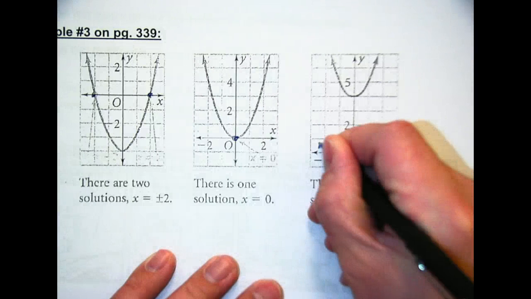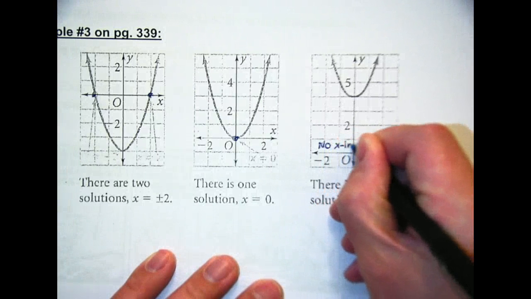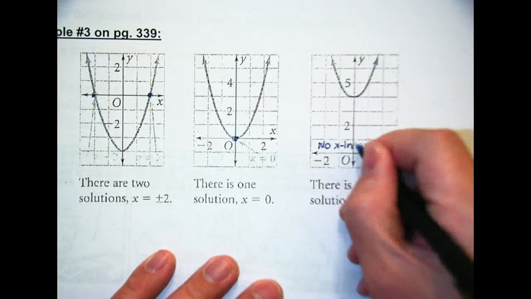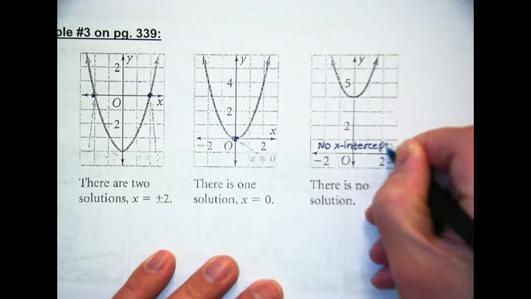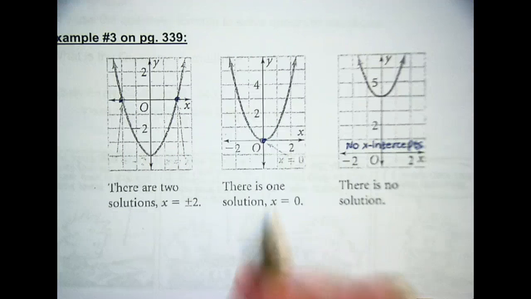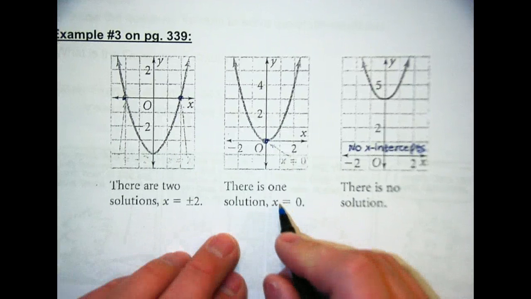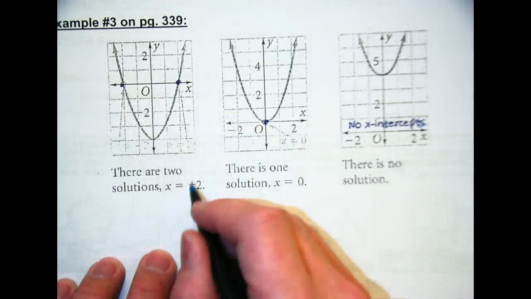If there's no x-intercept, what do we call that? Someone said it. Who said that? Yeah, Cole. No solution. Okay? This is a good thing to put into your notes here. If you have no x-intercepts, we call it a no solution. If we have one x-intercept, we have only one solution. And then if there are two x-intercepts, we have two solutions.